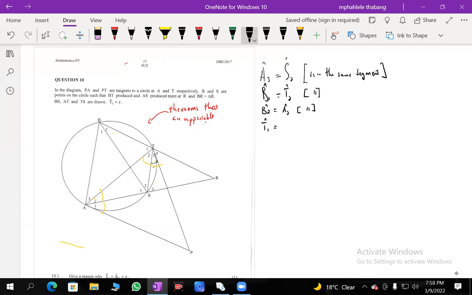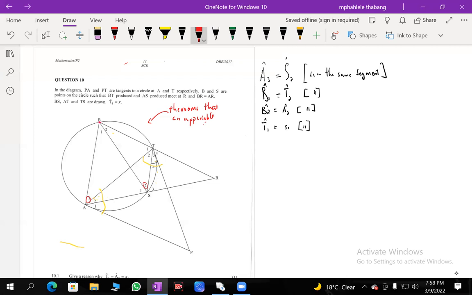Center. Angle T1 is equal to S1. S1, great. Angle in the same segment. You are very smart. I've realized that. Let's just explain to the viewers, those who will watch this video later on YouTube, why we say angle A3 is equal to angle S2. We say angle A3 is equal to angle S2 because these angles are subtended by the same chord.